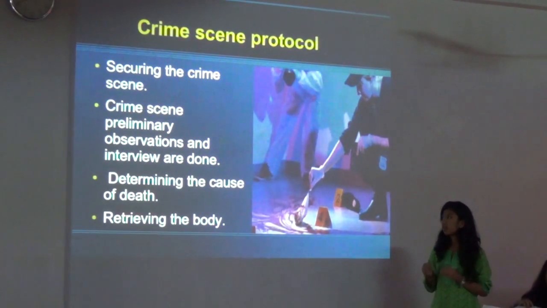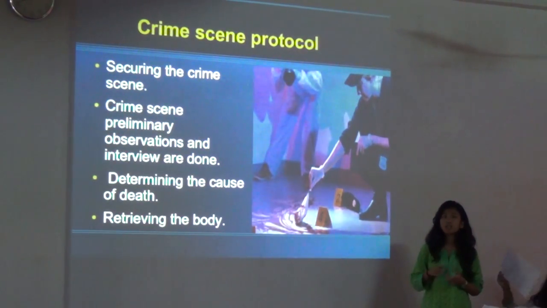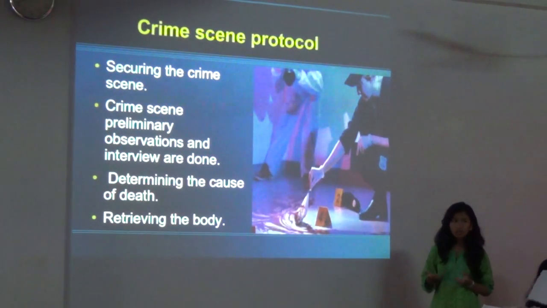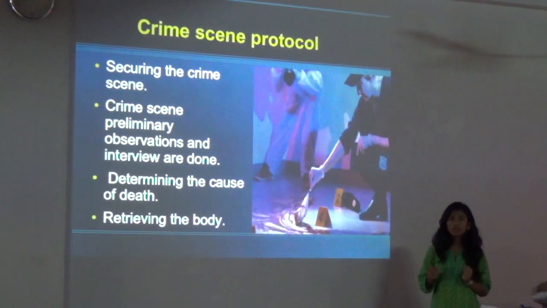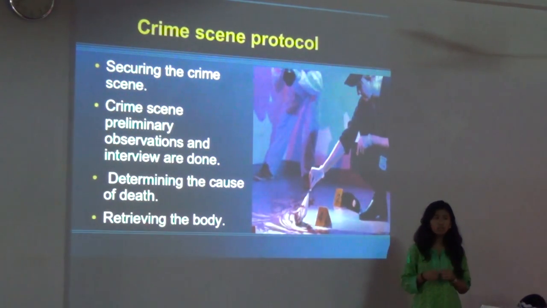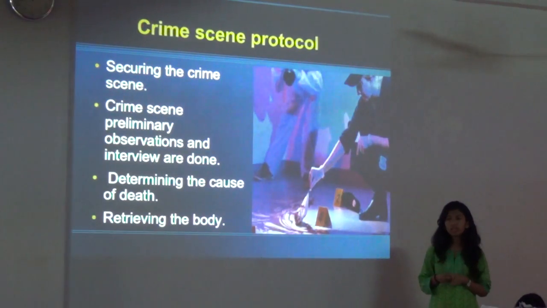The second part is preliminary observations, and interviews are done. So basically they ask questions to the first officer, to the witness, and the victim, if the victim is alive. Questions such as how the crime occurred, what exactly happened, and what sort of crime is it. And determining the cause of death and the time of death. So they can determine the time of death by seeing the corpse cool down at 1 degree Celsius per hour. And they see the stiffening of limbs, rigor mortis, such things, and they retrieve the body, and the investigation continues even after.